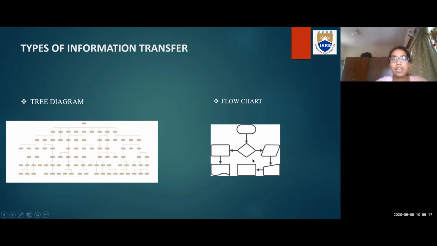So the basic two types of information transfer are either in the form of a tree diagram or in the form of a flow chart. So it's up to you what genre you choose. Are you representing hierarchy? Then go for a tree diagram. Do you want to give some instructions or make it more easy to understand? You can choose a flow chart.